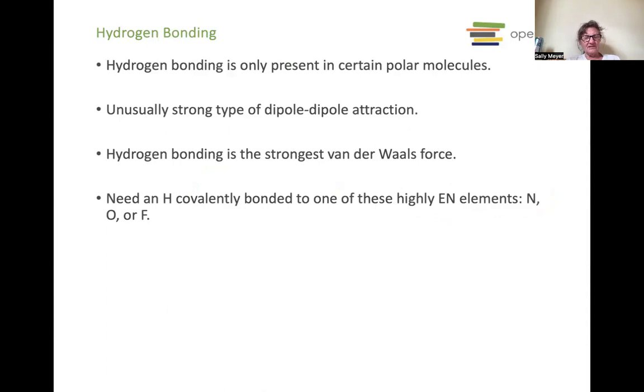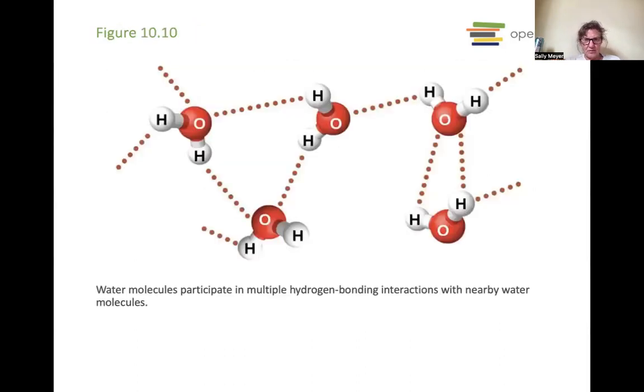The very last one is hydrogen bonding. It's only present in certain polar molecules. So it's really a very, very polar dipole-dipole. It's an unusually strong type of dipole-dipole attraction. Hydrogen bonding is the strongest van der Waals force. And you need to have a hydrogen covalently bonded to either nitrogen, oxygen, or fluorine. Those are the three most electronegative elements.